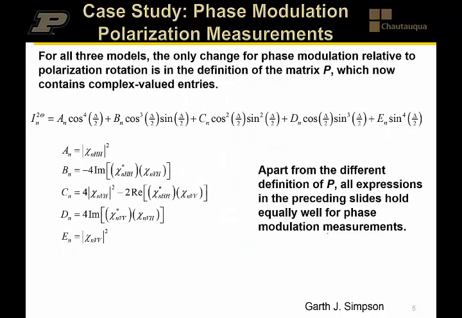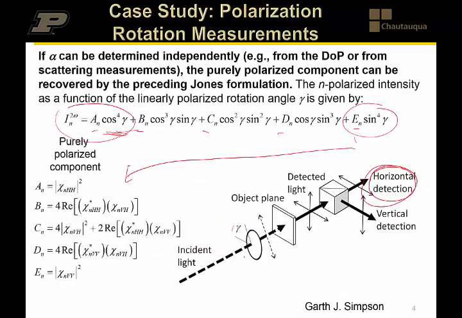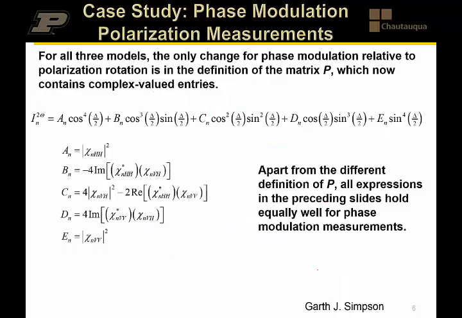If we want to do measurements not using a polarizer here, but instead replacing this assembly with something that does fast polarization modulation, like an electro-optic modulator or a photoelastic modulator, the math remains almost identical. In fact, the only thing that changes in all of the description that was just provided is the definition of P. And you can look up in the textbook what those turn out to be in terms of the individual entries.